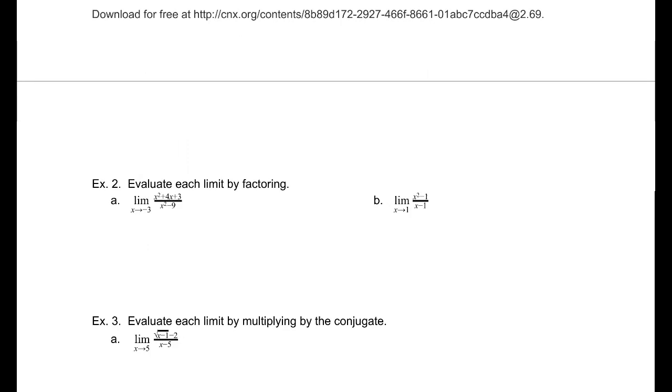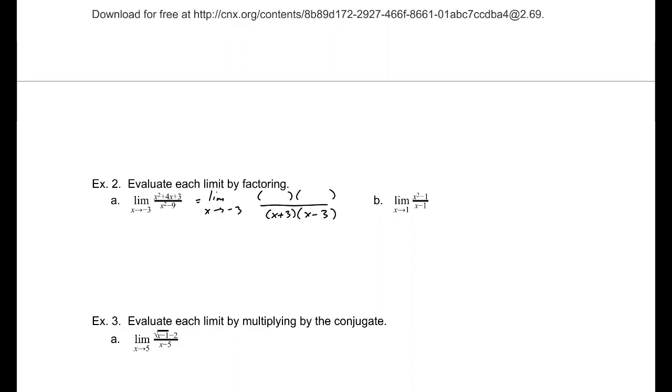Okay, if I plug in 3, or negative 3, that will make that 0. I cannot just plug it in, so we'll work with factoring. All right, so this is equal to the limit as x approaches negative 3. The numerator and the denominator actually factor. This will be x plus 3, x minus 3.